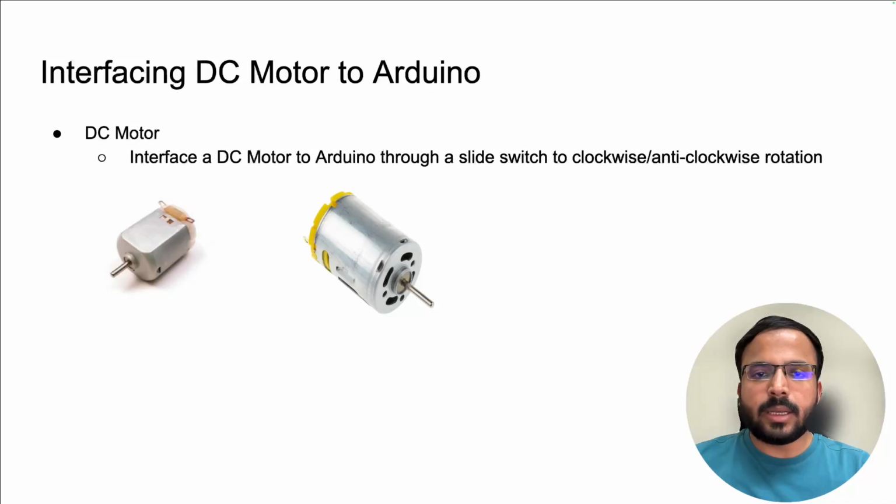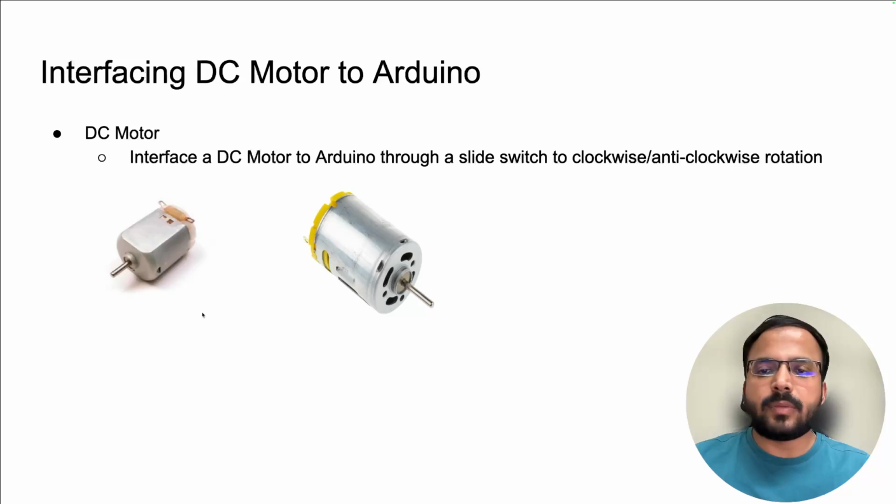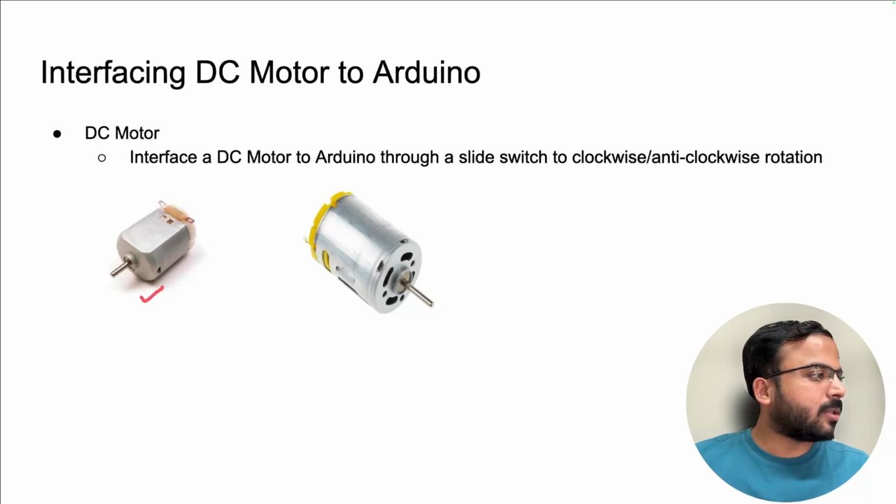So let's begin and understand what a DC motor is, how to interface it with Arduino, and what the components or requirements for this embedded circuit are. As you can see, in the market we normally get two types of DC motors, as you would have seen in toys or some robots. This is a square shape DC motor, and this is a round shape DC motor.